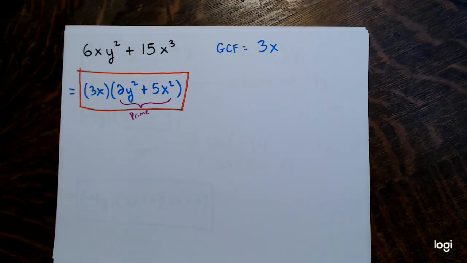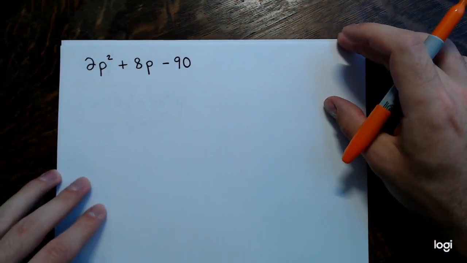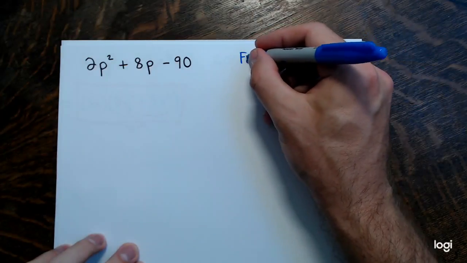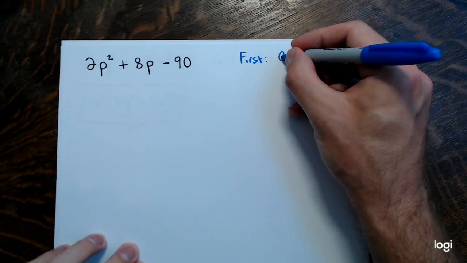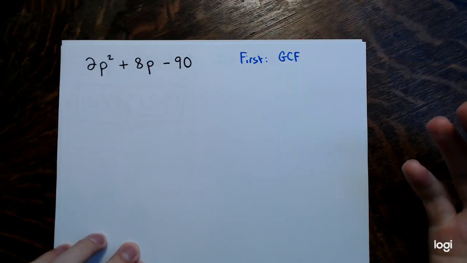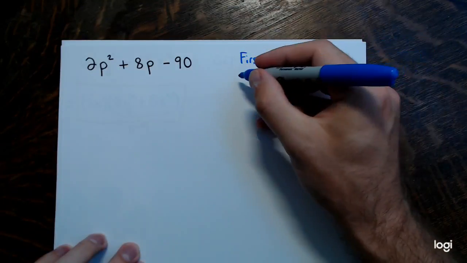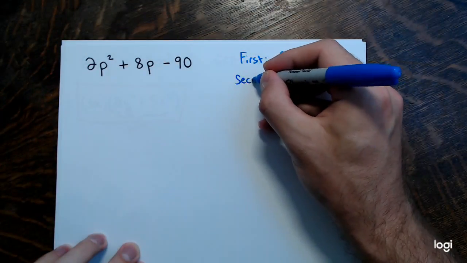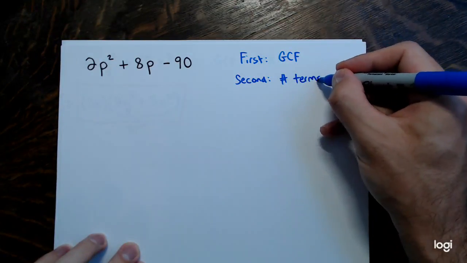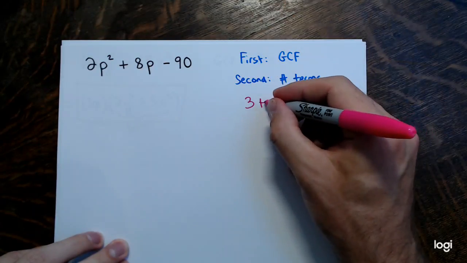Alright, so what if it has three terms? Okay. So again, always first GCF. Factor out the greatest common factor, or the opposite of the greatest common factor if the lead is negative, which is not the case here. And then second, you look at the number of terms. I know I've written this already, but here it is again. You look at the number of terms. Now what if it's got three terms, which this has?